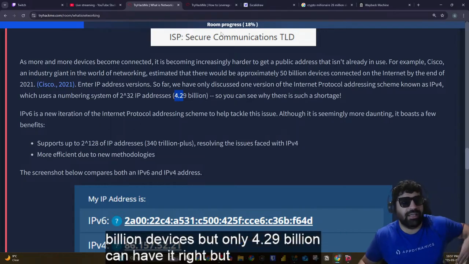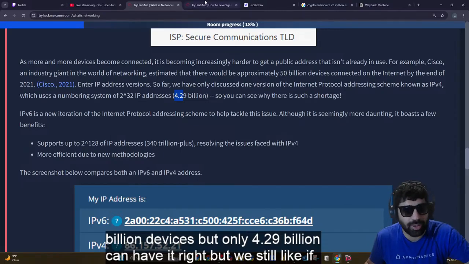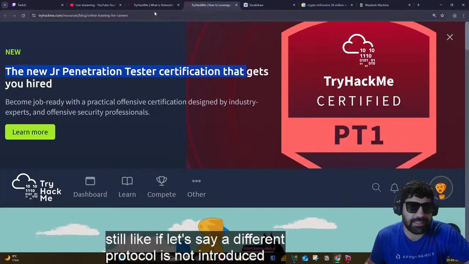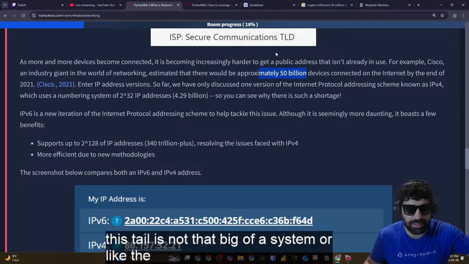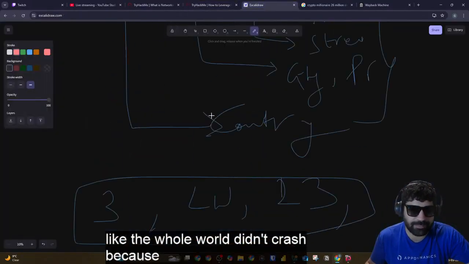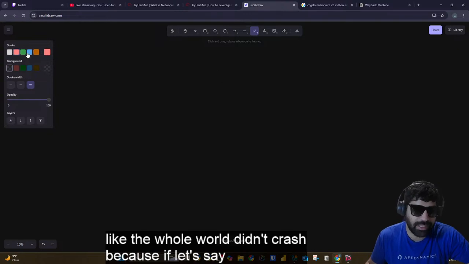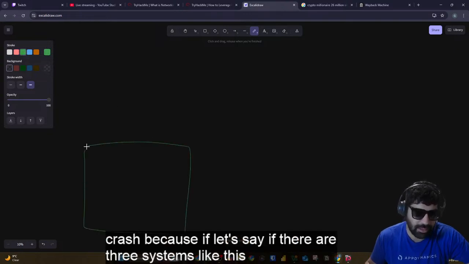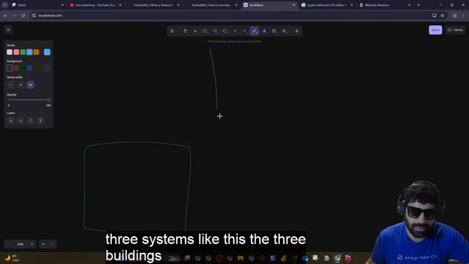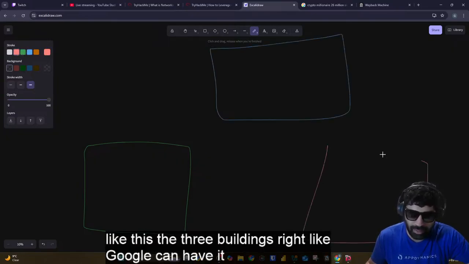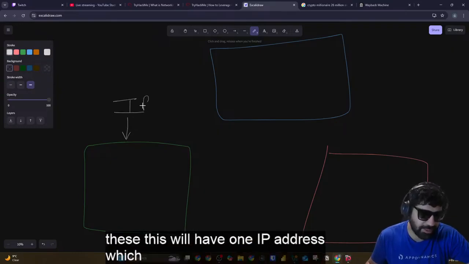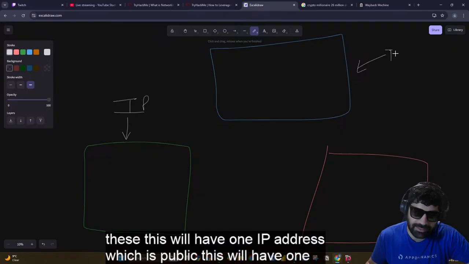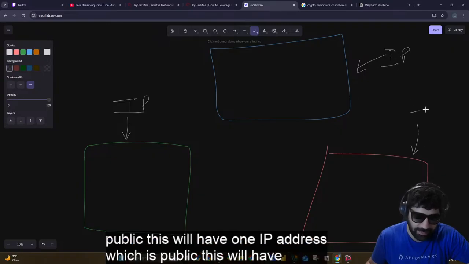But if a different protocol is not introduced, why is this still not that big of a problem, or why didn't the whole world crash? Let's say there are 3 buildings, like Google can have one here. Each one will have one IP address which is public.